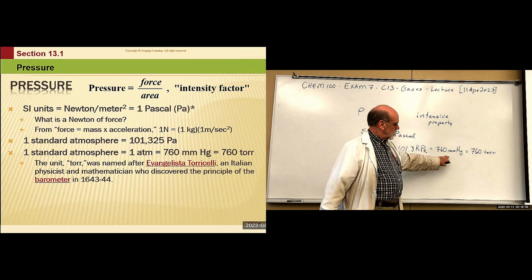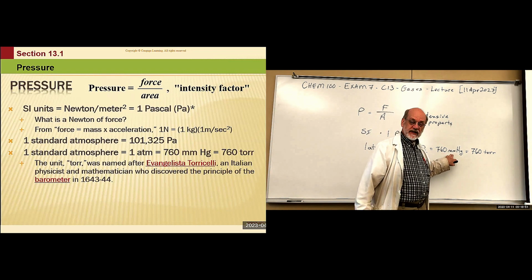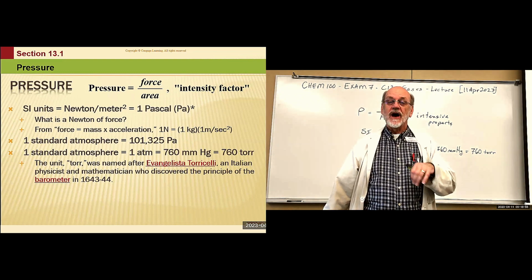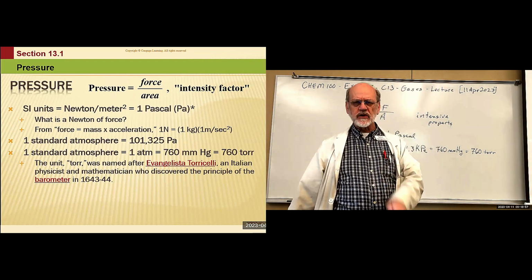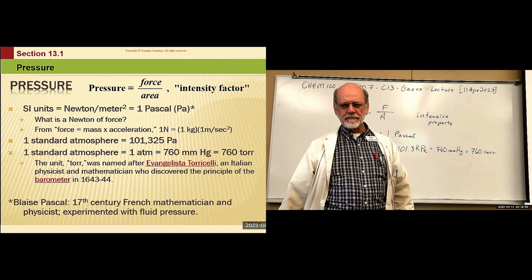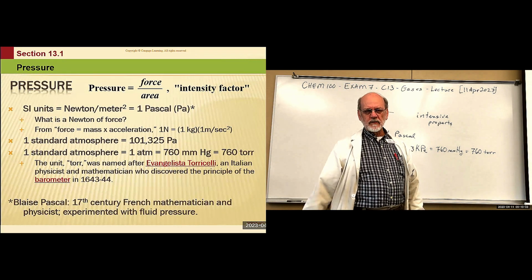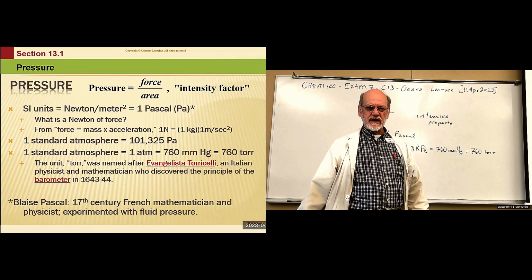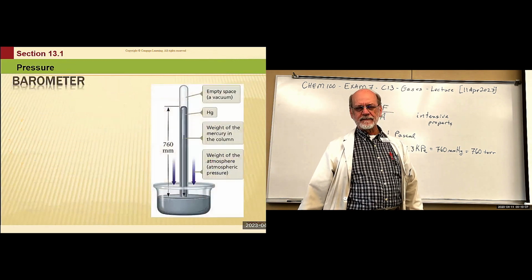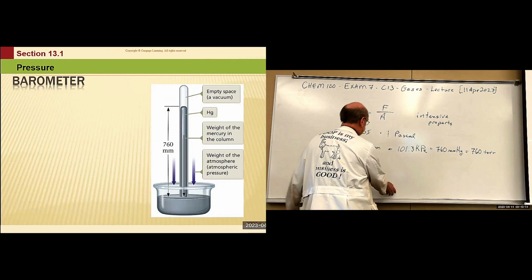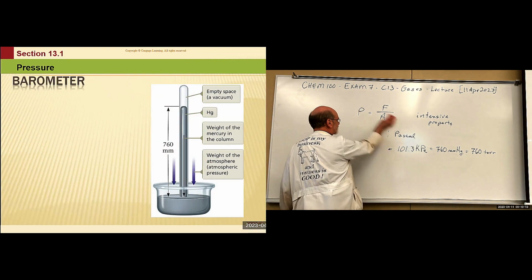So we need to know, why do we say millimeters of mercury? It's based upon the construction of the barometer. And that should come in the next slide, I think. We don't need to talk about Blaise Pascal right now. So here's the barometer that Torricelli invented.